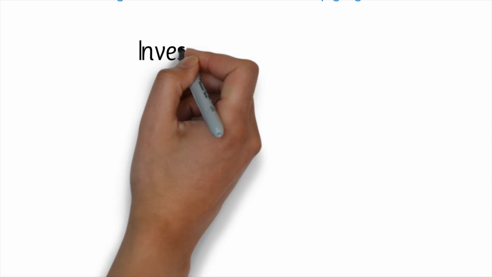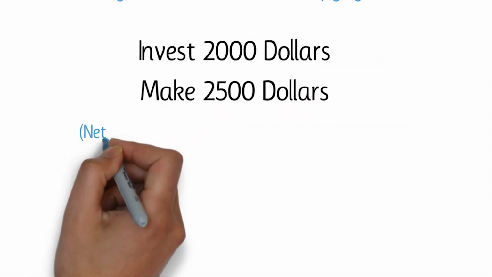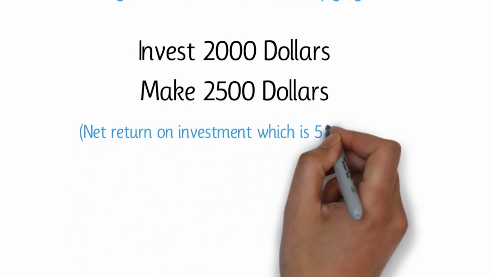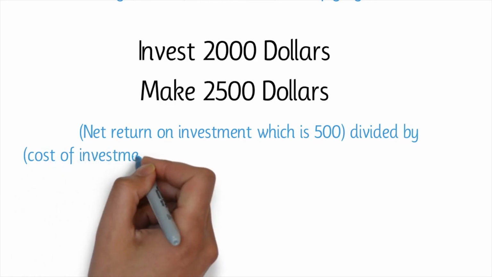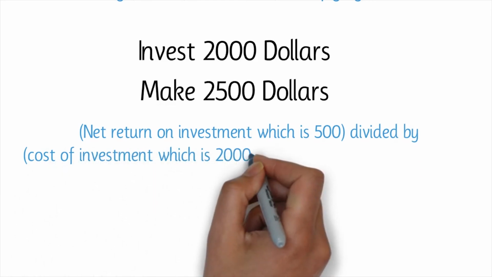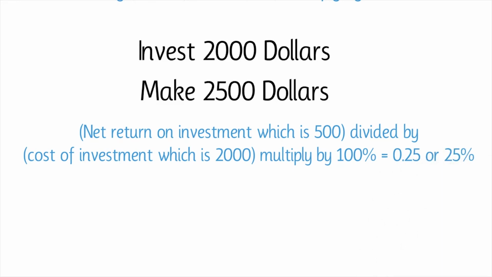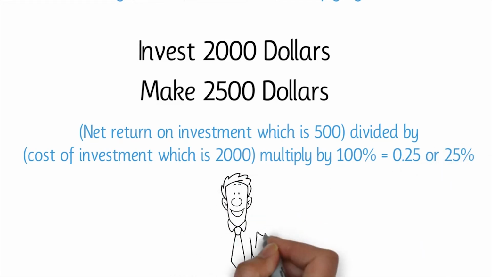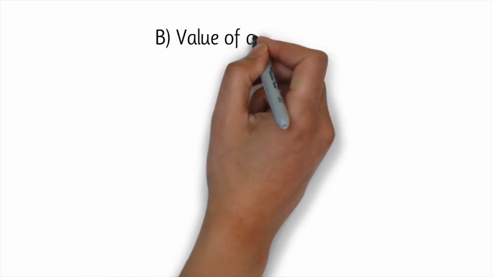For example, if you invest $2,000 and make $2,500, your ROI will be net return on investment, which is 500, divided by cost of investment, which is 2,000, multiplied by 100% equals 0.25 or 25%, meaning you made 25% profit on your investment. B, value of a property.